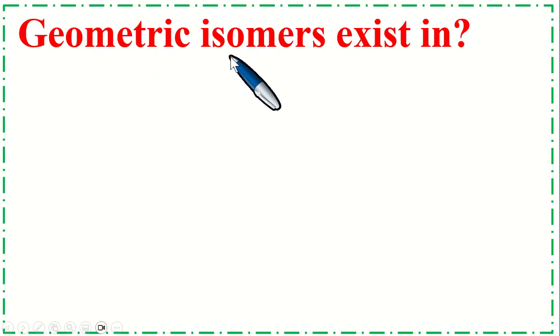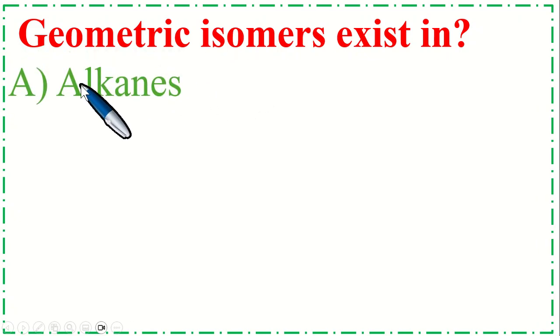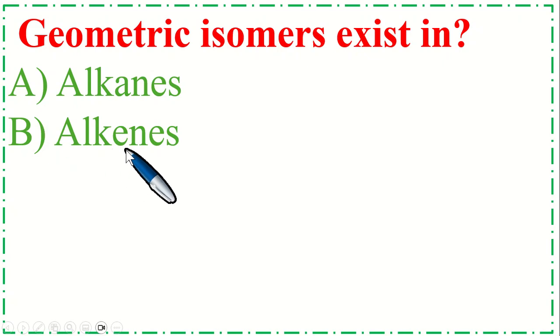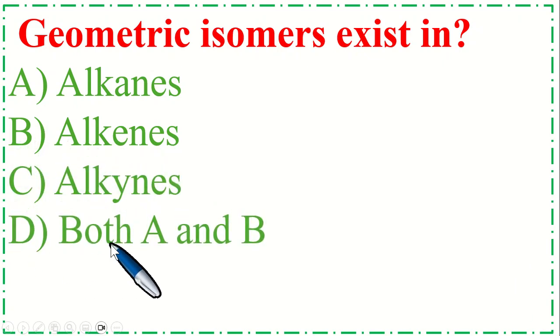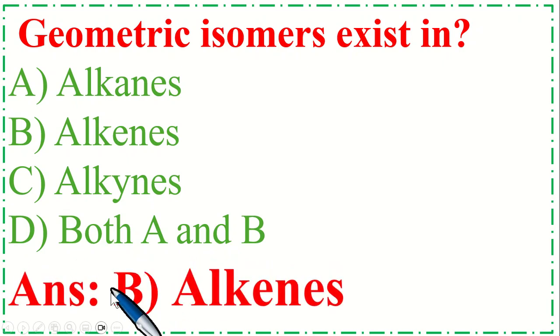Geometric isomers exist in option A, alkanes, B, alkenes, C, alkynes, and option D, both A and B. So the correct option is B, alkenes.